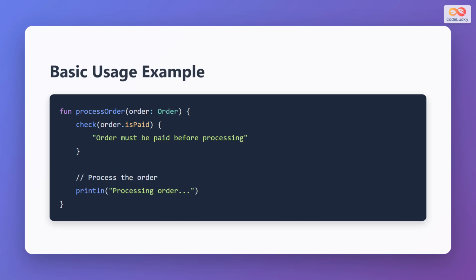Let's look at a basic example. Imagine you have a process order function that takes an order object. Before processing the order, you want to ensure it has been paid. You can use check with order.isPaid. If the order hasn't been paid, check throws an exception with the custom message, "order must be paid before processing." This prevents your function from proceeding with invalid data. Only when the order is paid does execution continue to actually process the order.